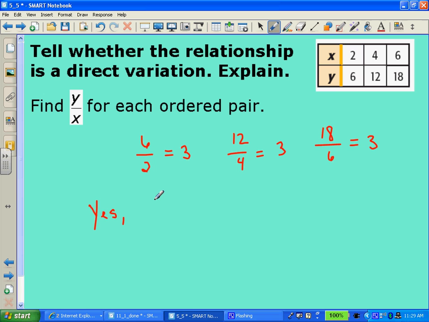So yes, it is a direct variation. Y over x is the same for all ordered pairs. That's how I would explain my answer.